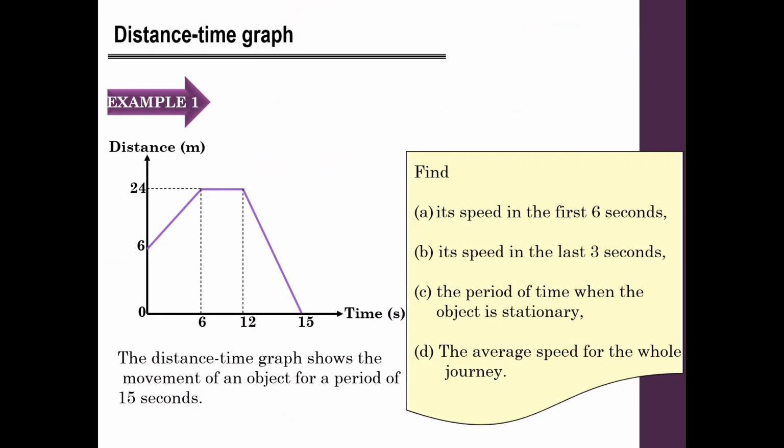Okay, so let's see an example. Here is the given graph. The distance-time graph shows the movement of an object for a period of 15 seconds. The question asks you to find, first, A, its speed in the first 6 seconds. And question B, the speed in the last 3 seconds. And C, the period of time when the object is stationary. And D, the average speed for the whole journey.